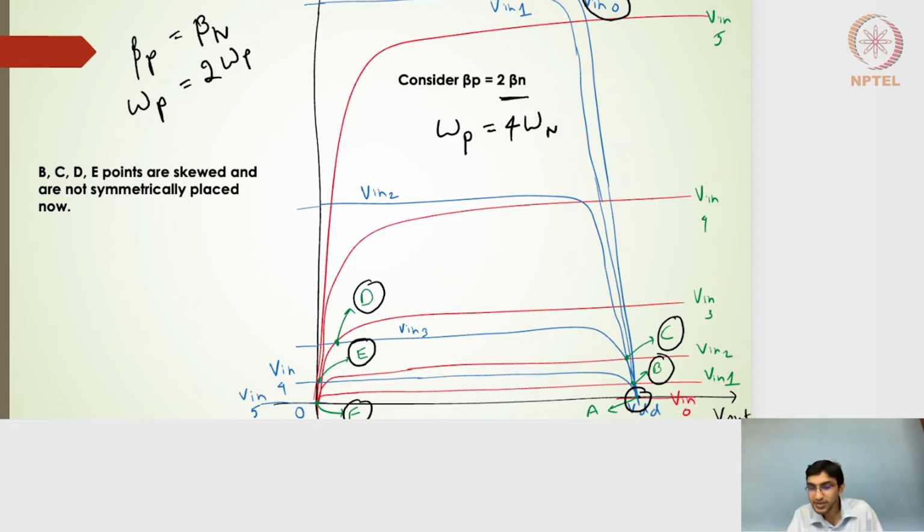In this particular case, when it is now skewed, the standalone PMOS current will be higher than that of the standalone NMOS current. So in fact, the standalone PMOS current in the saturation region, if I look only into the saturation region, it will be higher, right?